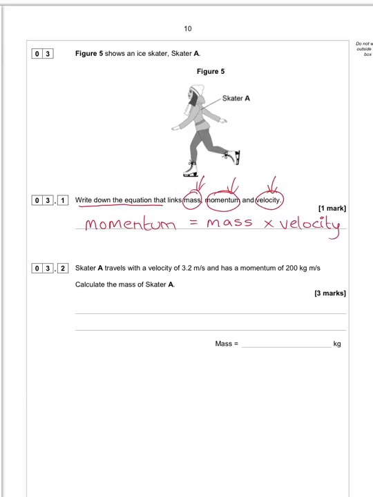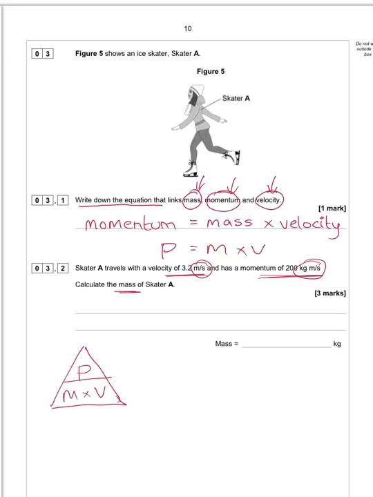Okay, and so for question 3.2, the symbol equation for that one is that momentum, P, is equal to mass times velocity. You don't need to put that for the mark, but it will help you with 3.2, because in this one you know the velocity, you know the momentum, and the units are in meters per second and kilogram meters per second, so we don't need to convert the units, but we are expected to calculate the mass of the skater. So if you want the equation triangle for this one, it is that momentum sits on the top, mass and velocity are on the bottom.